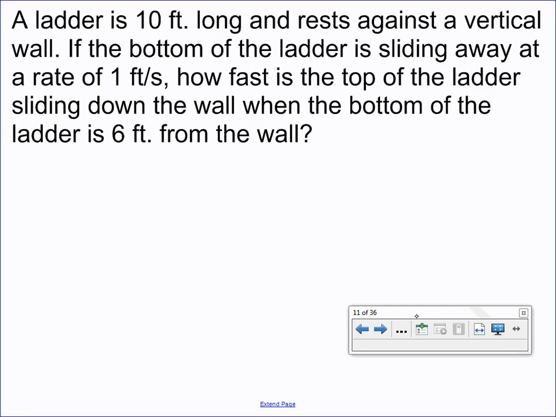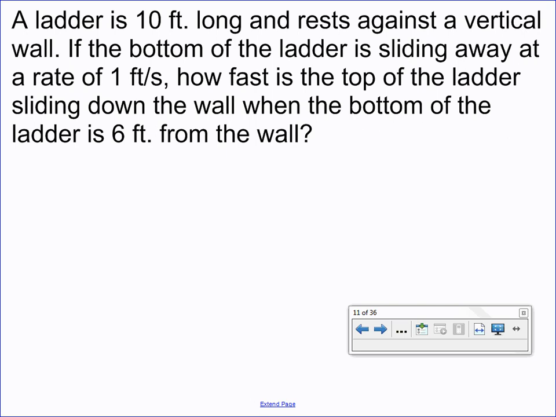All right, let's go ahead and take a look at another. Again, we'll be applying our strategy, so be ready to share what step in the strategy we're dealing with, and you can flip back as needed. A ladder is 10 feet long and rests against a vertical wall. If the bottom of the ladder is sliding away at a rate of 1 foot per second, how fast is the top of the ladder sliding down the wall when the bottom of the ladder is 6 feet from the wall? What does step 1 ask us to do from our strategy?